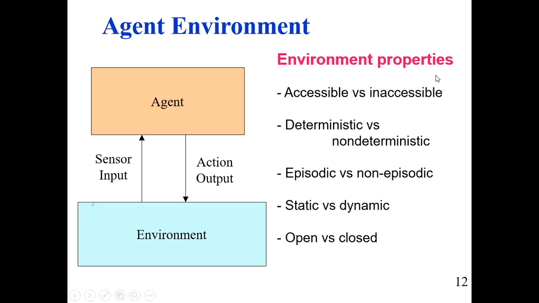And then environment properties is either accessible versus inaccessible. So whether it can be accessed or the properties cannot be accessed, inaccessible. It can be deterministic versus non-deterministic, and then episodic versus non-episodic, static versus dynamic, open versus closed. So these are the environment properties.